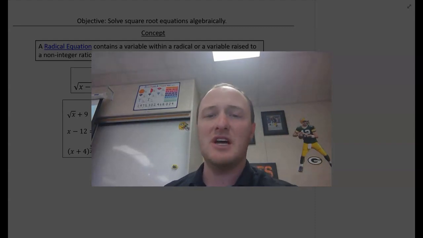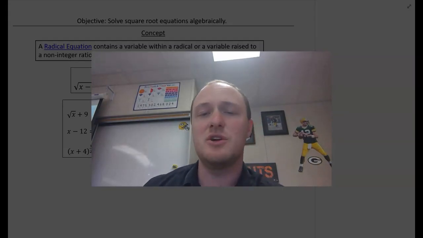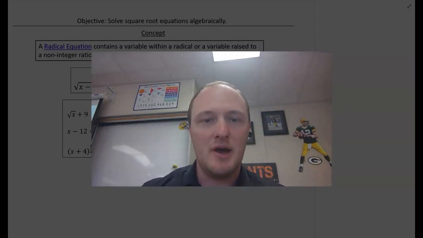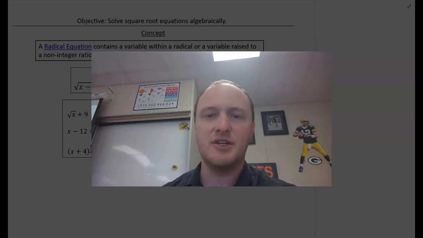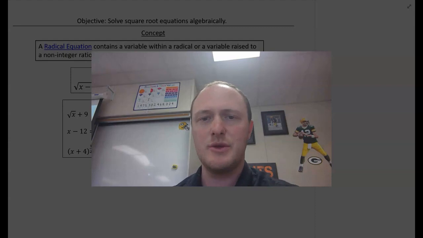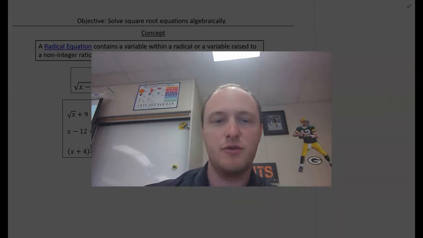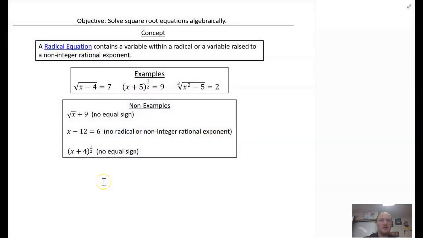This is 7-1. We are talking solving square root equations, and we're going to do this algebraically. I'm going to split this lesson into two videos. I'll do some examples and then go over some practice problems with you, and then we'll do the same thing in the next video. All right, so without further ado, let's talk solving square root equations.